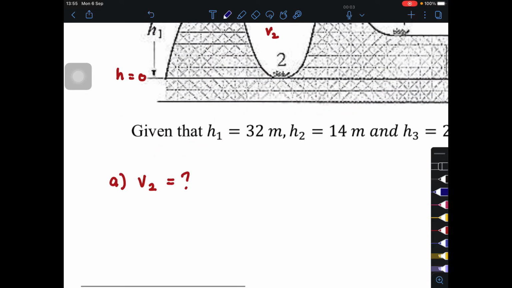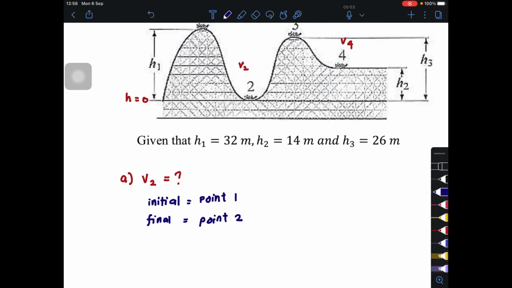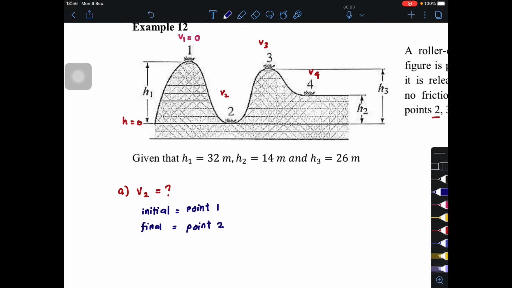Okay, so now the initial is point 1, and then the final will be point 2. You don't really need to write this down, it's just a guide for you. So we put it here, initial, and here is the final.